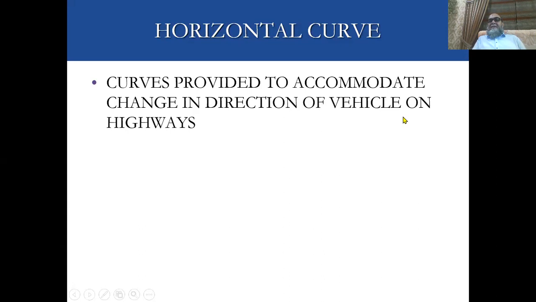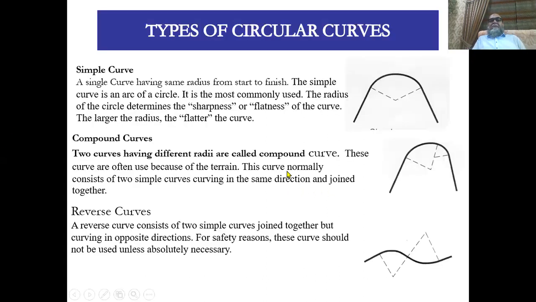So, the larger the vehicle, the larger the curve we need to provide, and the smaller the vehicle, the smaller curve we can provide. Another definition could be when two tangents meet at some angle, obviously less than 180 degrees, we need to provide a curve. Ideally it should be 90 degrees, but it can be anything between 0 and 180, less than 180, right?